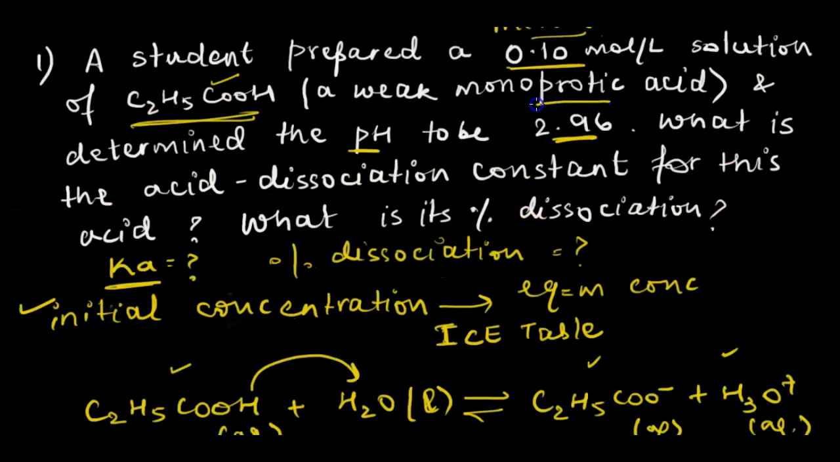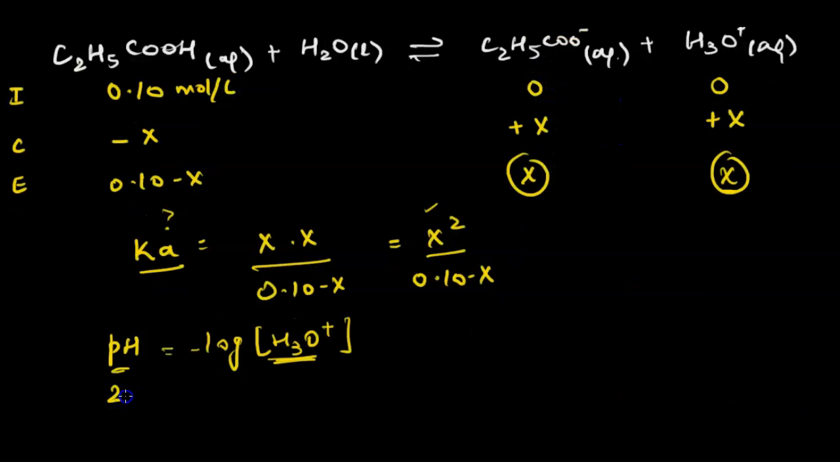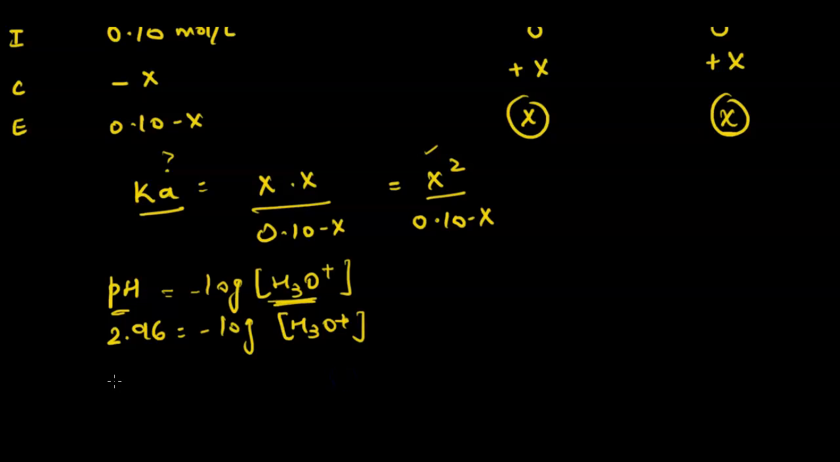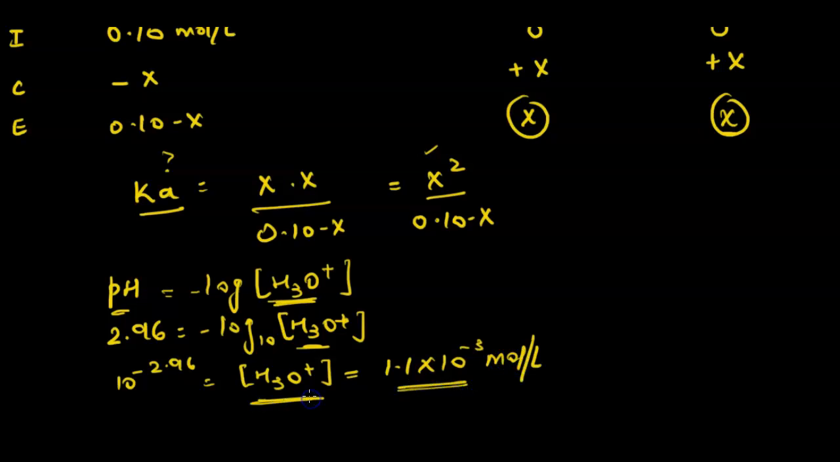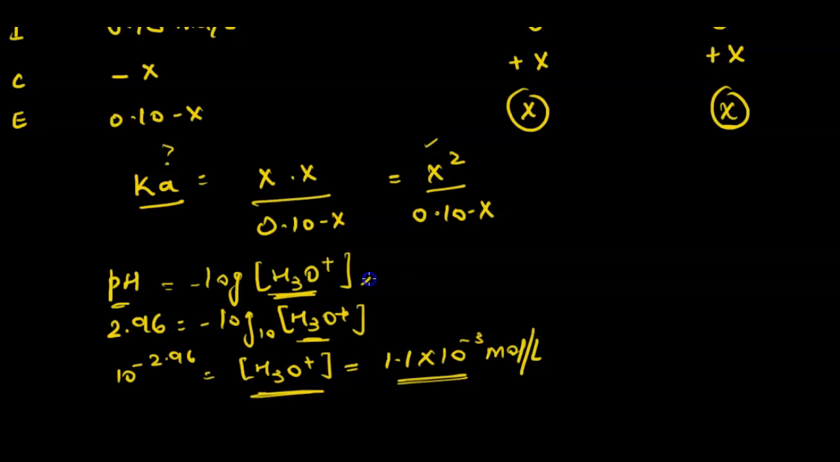We're given the pH value as 2.96. So we would put here 2.96 equal to negative logarithm of hydronium ion concentration. And in the previous lesson, we learned how to solve for hydronium ion concentration. Base 10, so it would be 10 to the power negative 2.96. That would be equal to hydronium ion concentration. When we put this on the calculator, we would be able to get the hydronium ion concentration as 1.1 times 10 to the power negative 3 moles per liter. Now this is the concentration of hydronium ions, and that is at equilibrium.